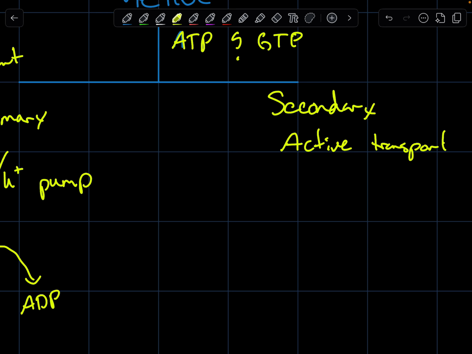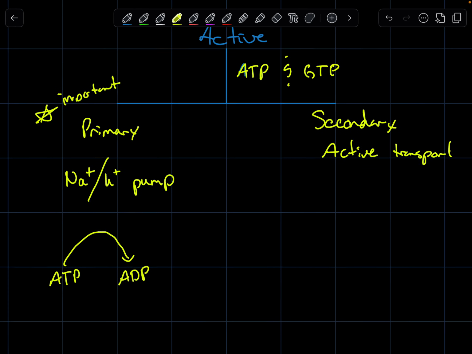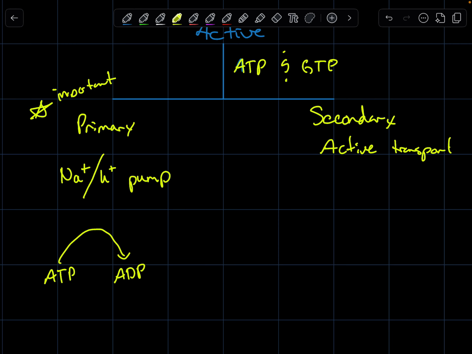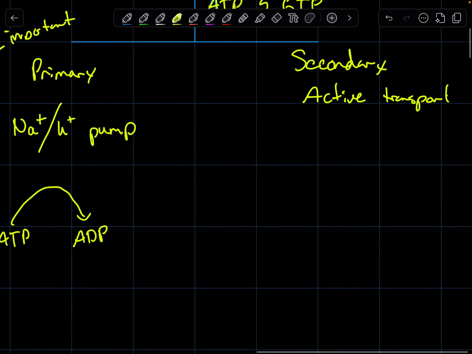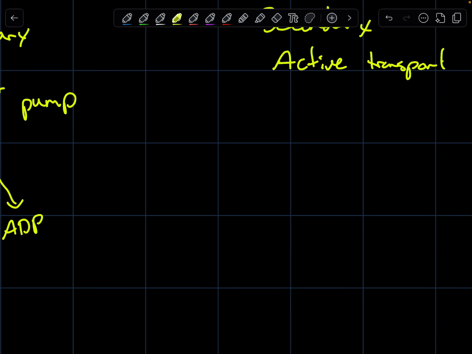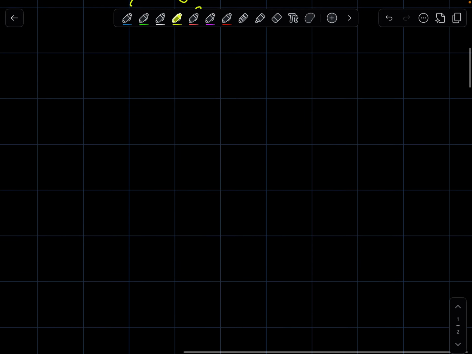Okay, and this indirectly uses ATP because secondary active transport depends on primary active transport to create a concentration gradient opposite of what it normally would. So I guess for some examples, two subcategories of this that we could look at are symport and antiport. So I'm just going to do that down here.